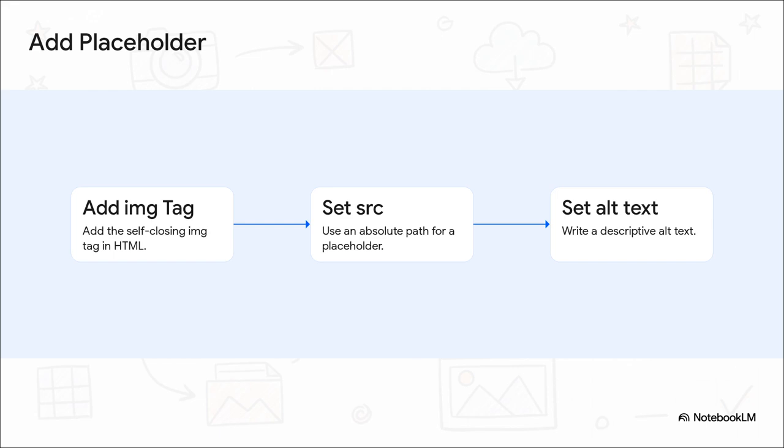Step 1, drop that self-closing IMG tag exactly where you want your face to go. Step 2, for the SRC attribute, we're going to temporarily use an absolute path. There are awesome free services out there like placeholder.com where you just plug in a link like placeholder.com/300 and it generates a temporary 300 by 300 pixel image for you right on the fly. And step 3, go ahead and write that descriptive alt text right now so you don't forget it later. Then, when your real photo is finally ready, you simply swap out that absolute placeholder URL with a relative path to your actual local image file.